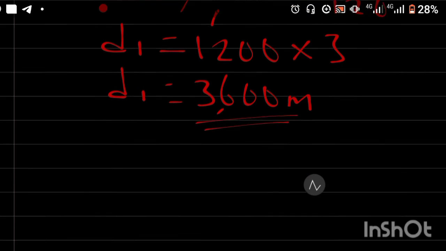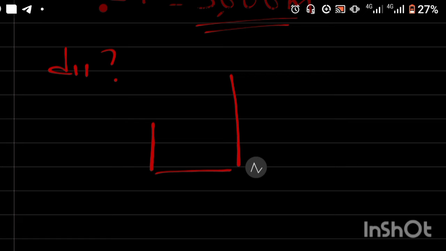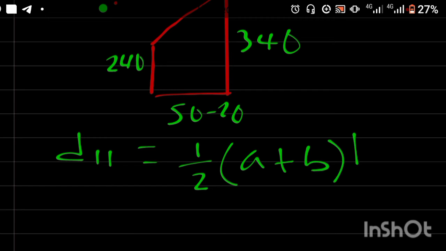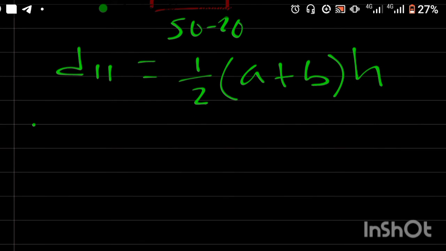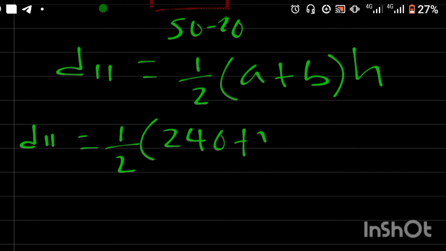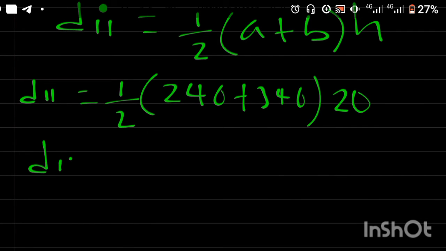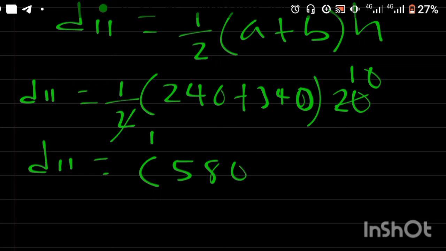This is my D1. D2 is now equal to the area of a trapezium: 1 over 2 times (A plus B), then times the height. (240 plus 340), and the distance between them is 20. 2 goes into 20 ten times. 240 plus 340 is 580.